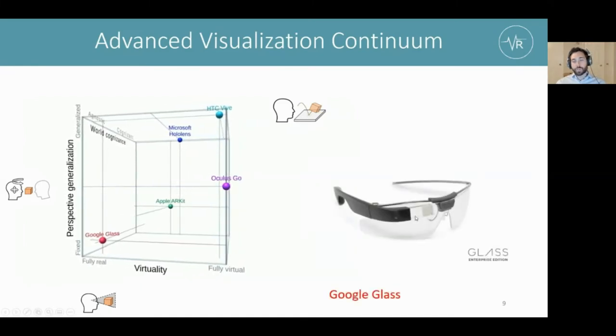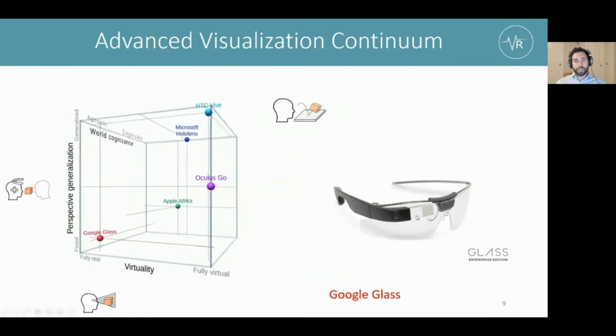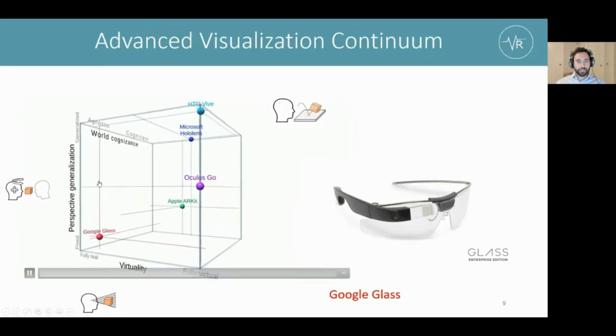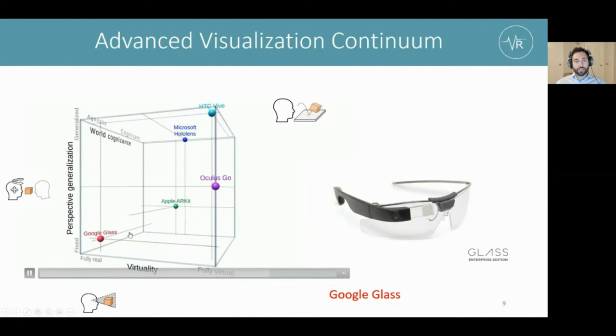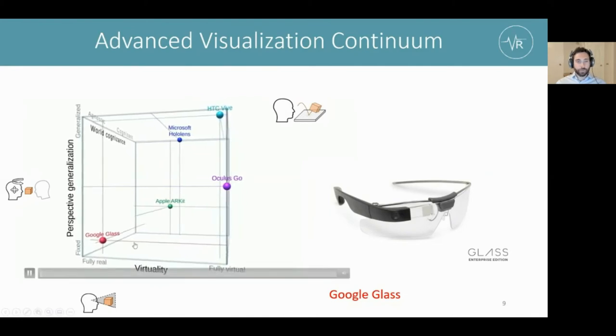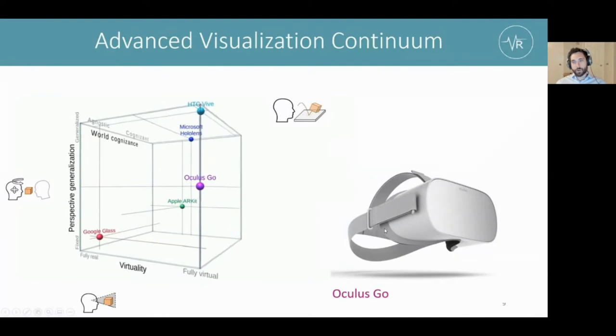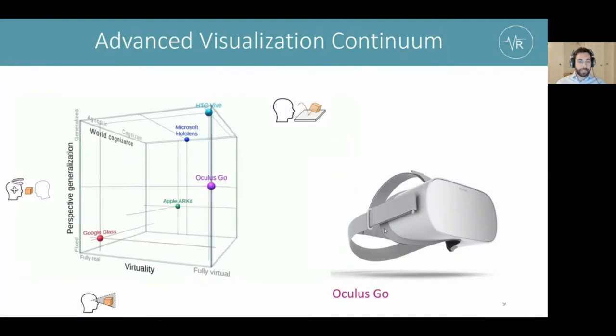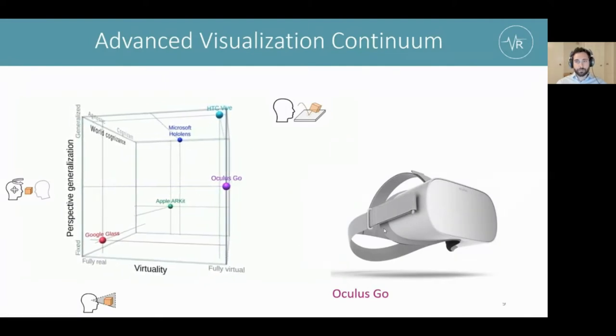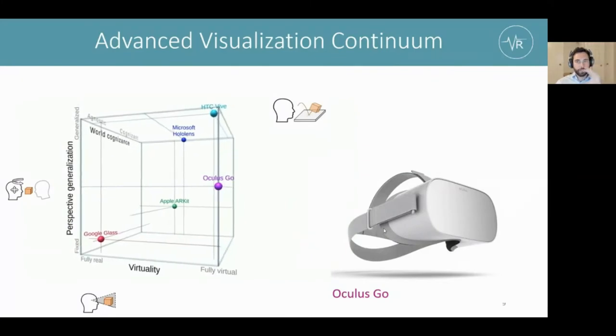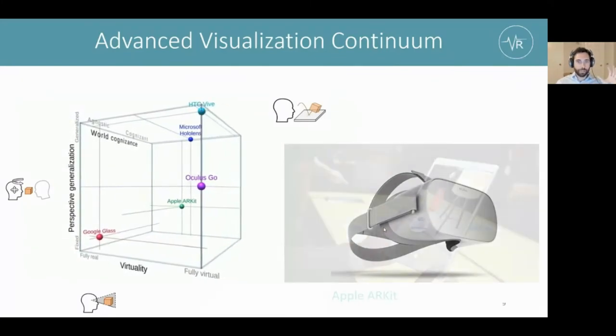So, for example, the Google Glass is an old virtual augmented reality application. It had low world cognizance, low virtuality, so you're seeing mostly the real world, and it had generally a fixed perspective. Oculus Go was an early virtual reality headset that didn't have full perspective generalization because you only tracked rotations in three directions. You couldn't actually move around an object.